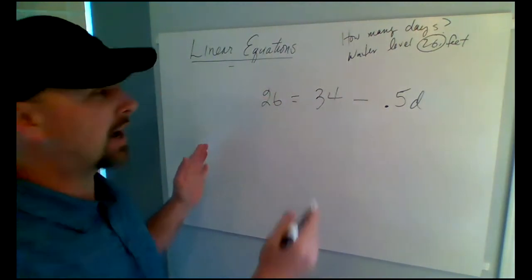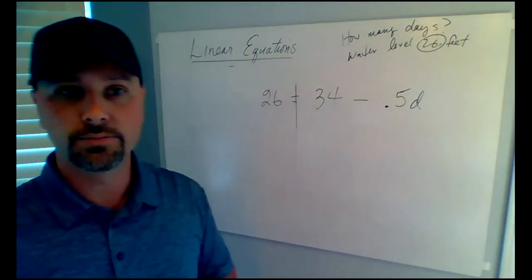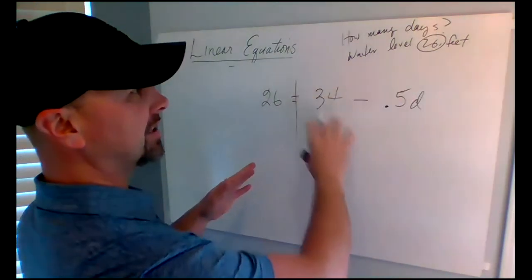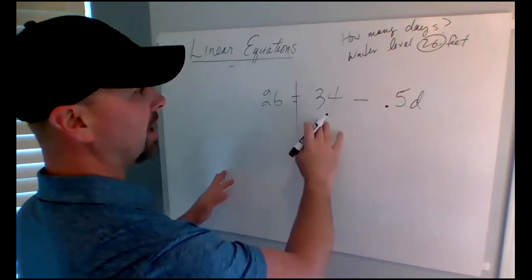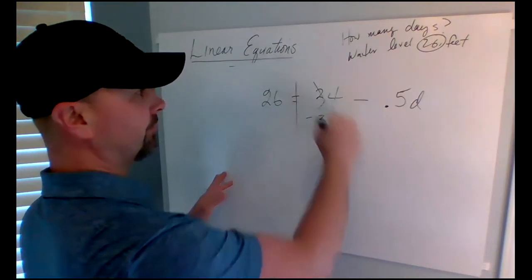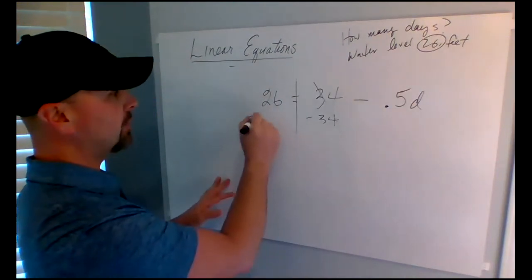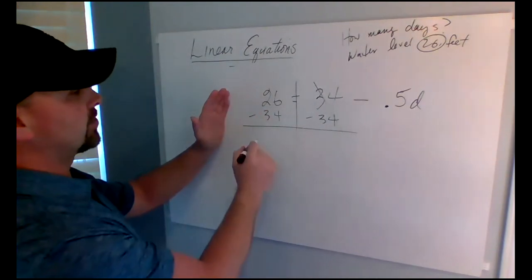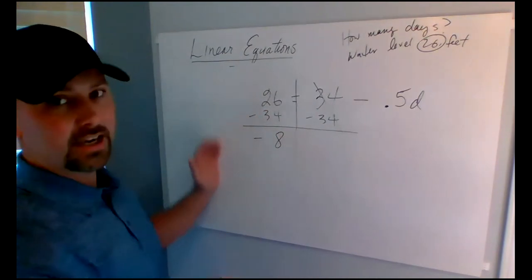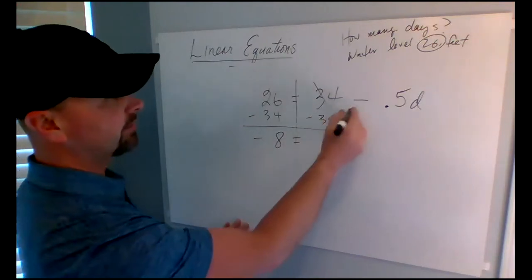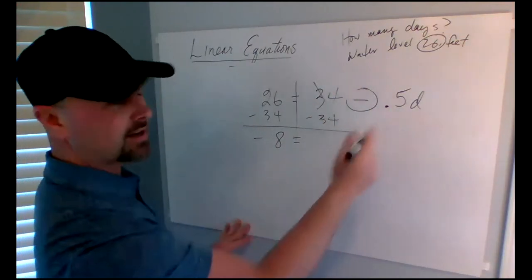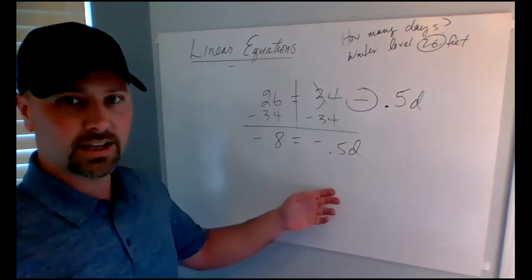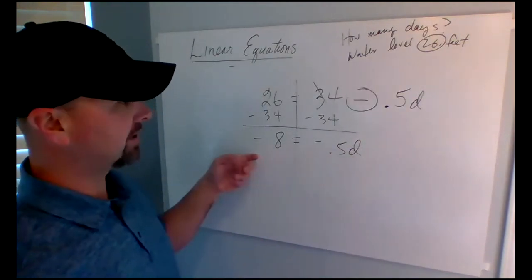And now I'm just going to follow my algebra, okay? So we're trying to solve for D, isolate the variable. So got to get rid of this 34. Subtract 34, keep it balanced. Subtract 34 from the other side. And so we end up with a -8. Bring down. Make sure you bring your minus sign as a negative. Negative 0.5 D is equal to -8.